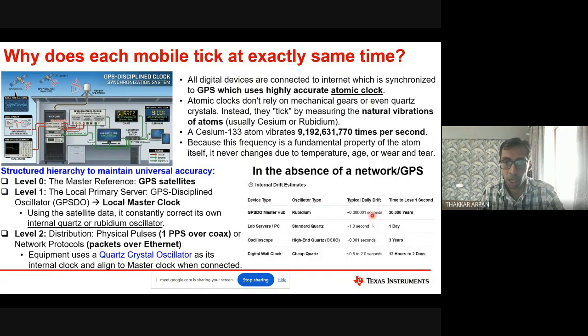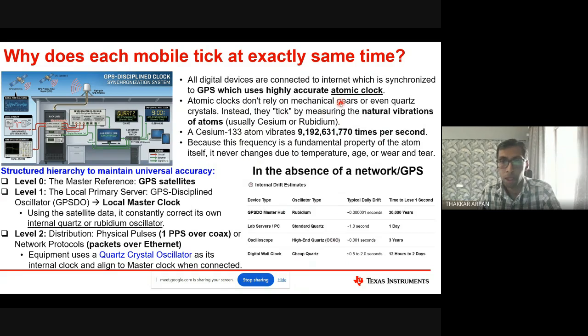Now, if you compare it to the digital wall clock that I was talking about initially, in the older days they use very cheap chips inside, so there we lose 0.5 to 2 seconds every 12 hours or 2 days. Now, if we really need a good clock, why don't we use the atomic clock everywhere? The reason is simple. Whatever is very pure is usually very costly, and not just in terms of money, but also in terms of the hardware.